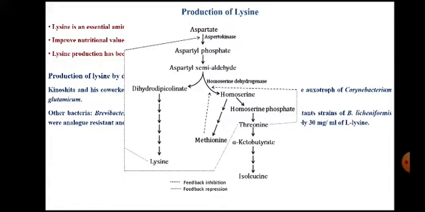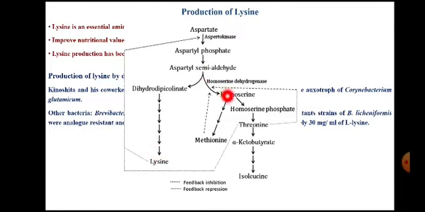Let us go back and check out the biochemical pathway for L-lysine. So it belongs to aspartate family. As we know, aspartate is converted to aspartyl phosphate through aspartokinase enzyme. Then this aspartyl phosphate is converted to aspartyl semialdehyde. From this there is a branch point. It goes to dihydrodipicolinate and through a series of intermediates gets converted to lysine.